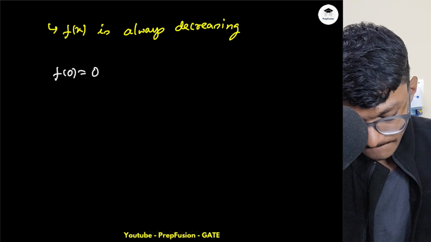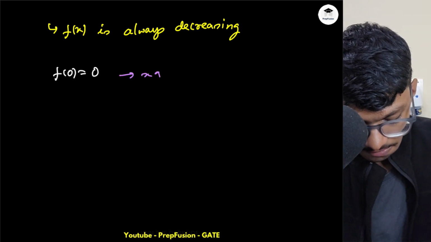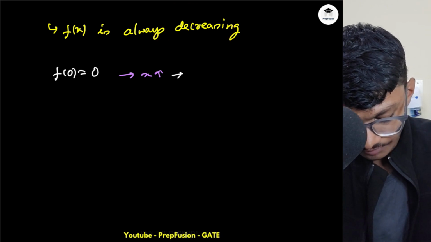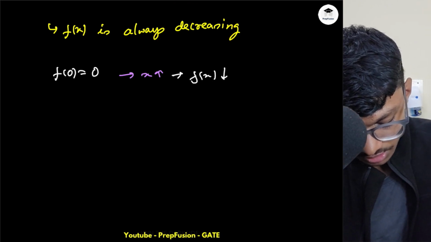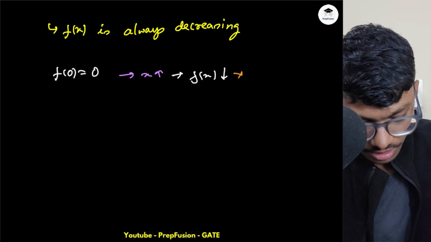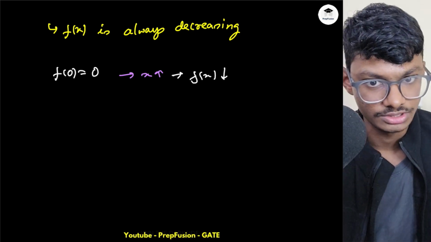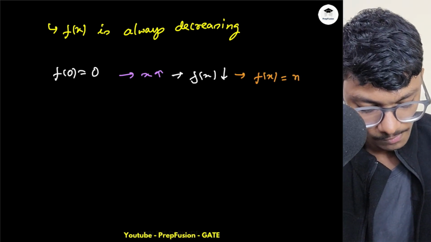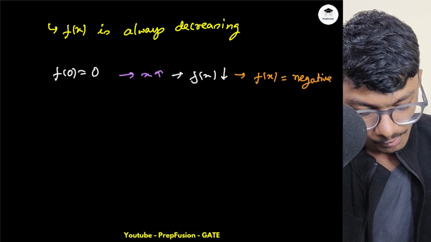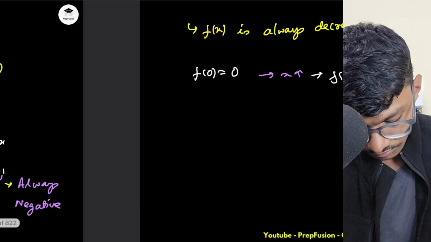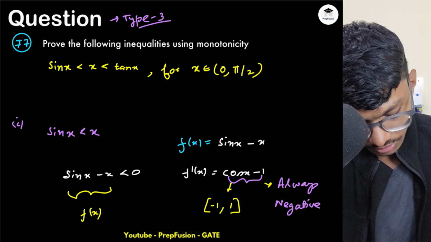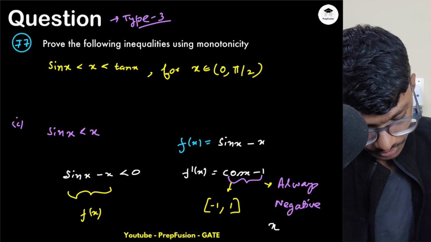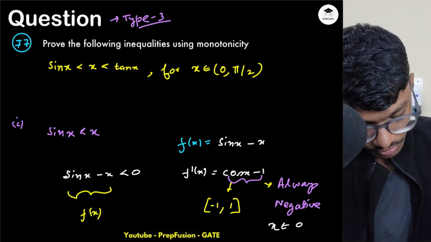Okay, and as my x increases, as I know that this will decrease, so f of x will be reducing, hence f of x will be reducing from 0. That means f of x is something negative, negative between x belonging to 0 to pi by 2.